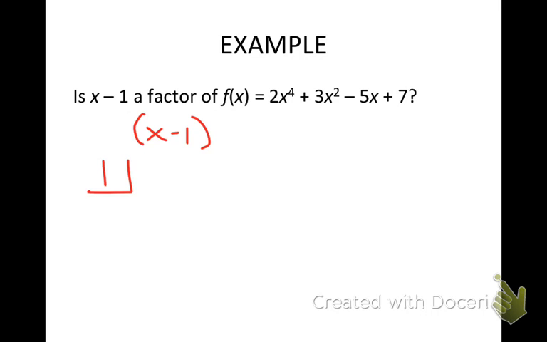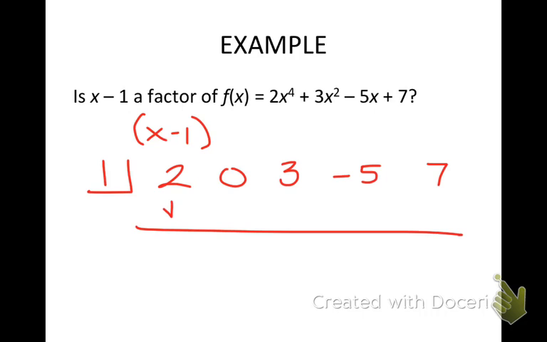All right, so we've got a degree of 4. I don't have a degree of 3, so that means I need to put a 0 there. My degree of 2 has a coefficient of 3. My degree of 1 has a coefficient of -5. And then we've got a constant of 7. Let's race. We can get to the end first. Bring down that 2. 2 times 1 is 2. 0 plus 2 is 2. 2 times 1 is 2. Adding gets 5. 5, 0, 0, 7.